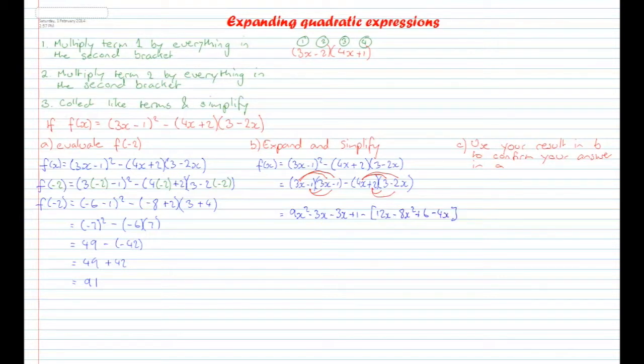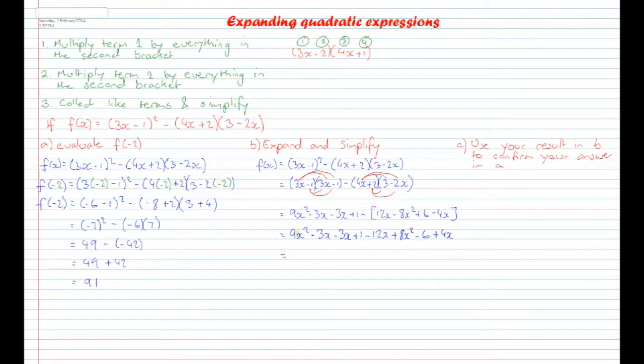Close the brackets again. Now let's expand these brackets by applying the negative to each one of the terms inside. So you get 9x squared minus 3x plus 1, and the minus applying to each term gets us negative 12x. Negative times negative 8x squared gets us positive 8x squared. Negative times 6 gets us negative 6. And negative times negative 4x gets us positive 4x.